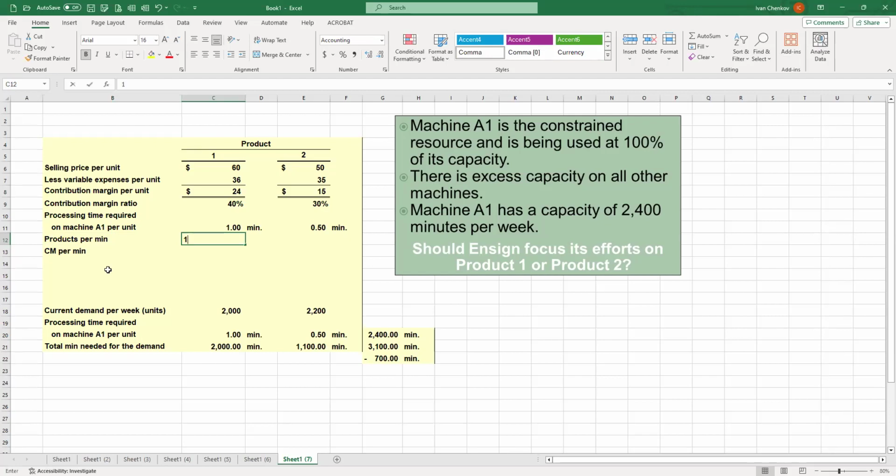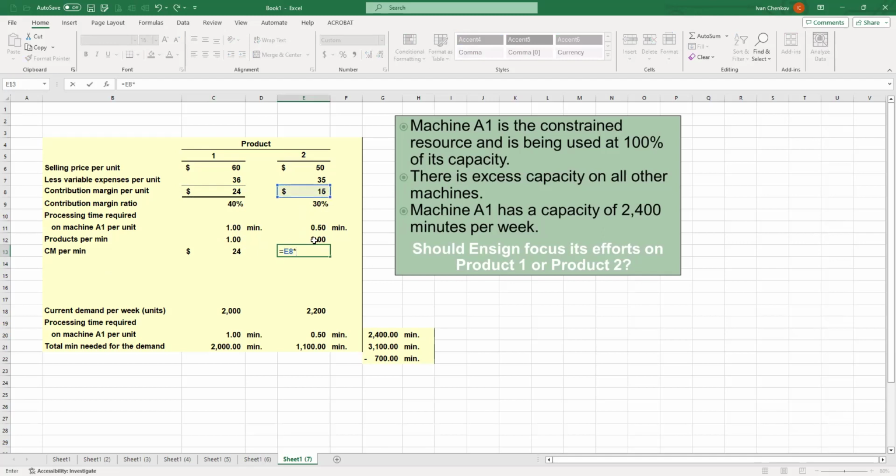One and two. One product from product one, and how many products can we produce from product two? Two. Two products. Is that obvious for everybody? Yes. So in that case, how much will be the contribution margin per minute for product one? $24. And how much will be the contribution margin per minute for product two? $30.